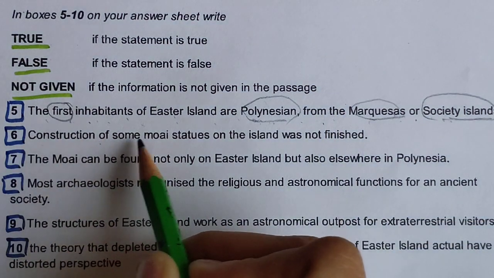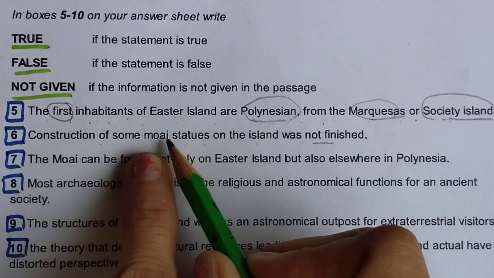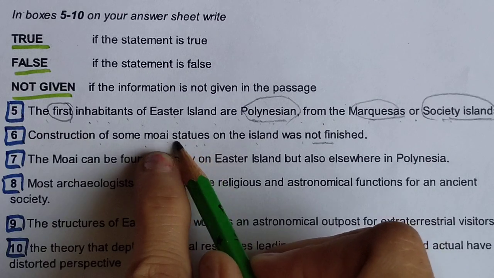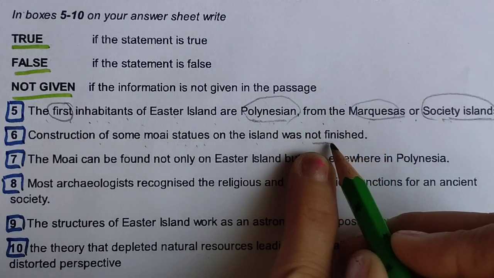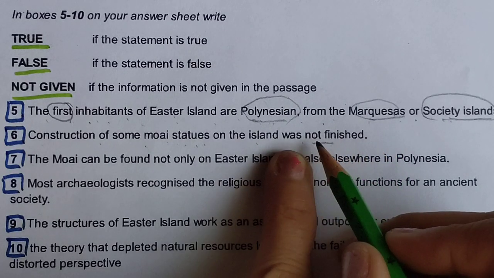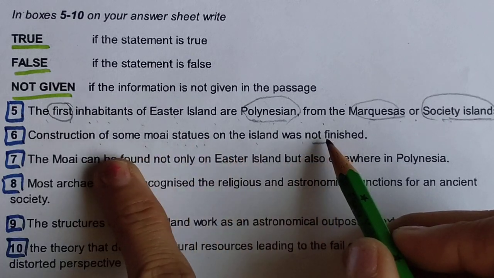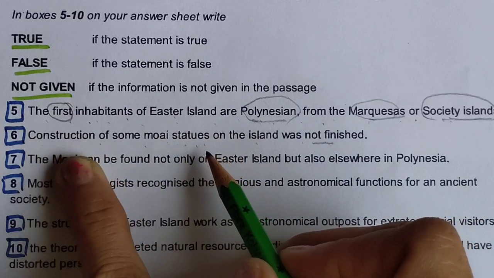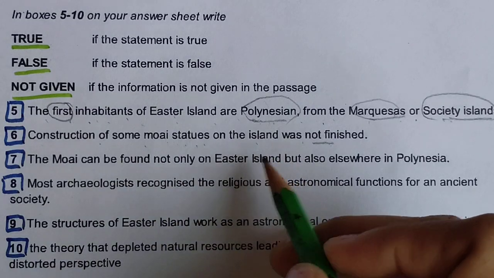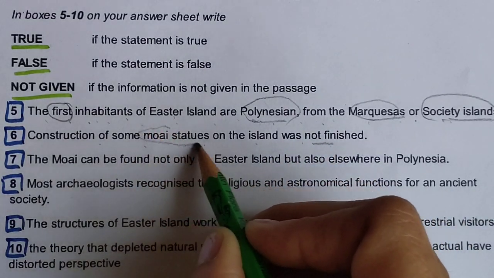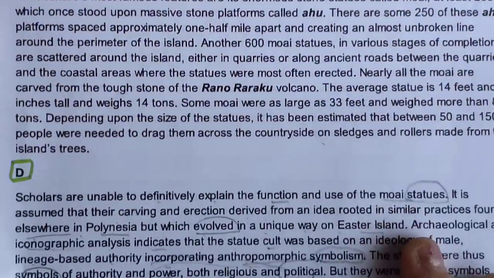Now, construction of some Moai statues on the island was not finished. If these Moai statues were completely finished, were completed, then false will be there. If they are saying they were not completed or something like that, then true will be there. And if they are not talking about whether the construction of these statues was completed or unfinished, then not given will be there. So I will be looking for Moai statues, in the C paragraph or D, Moai statues in the D paragraph.